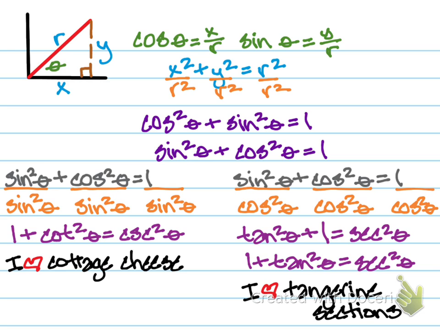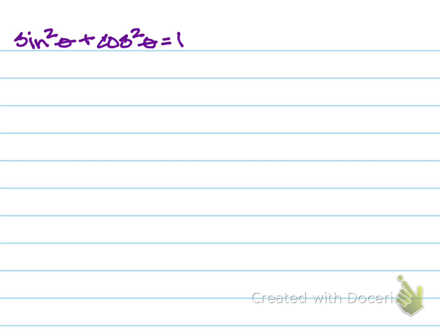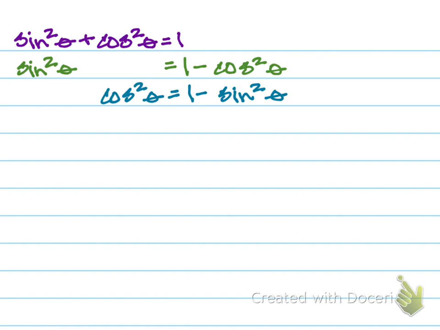The other thing that I want to point out is if I have my regular sine squared plus cosine squared is 1, I can rearrange that to make some other identities that are also true. I could move this cosine squared to the other side, or rather subtract cosine squared from both sides and get that sine squared is 1 minus cosine squared. Or I could subtract the sine squared from both sides and get that cosine squared is 1 minus sine squared.